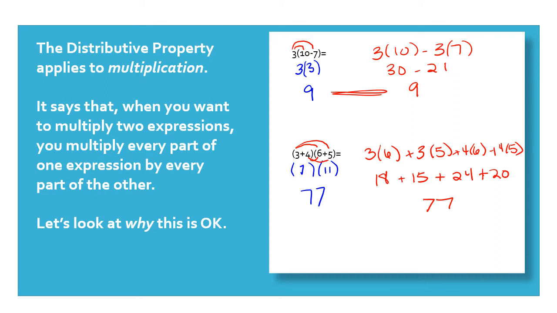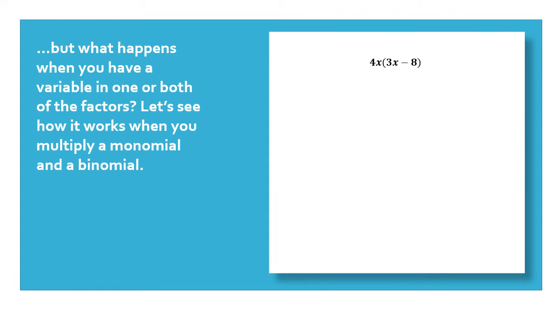let's see what happens when one of your factors is algebraic and you have a variable in one or both of the factors. We can't do PEMDAS and subtract inside the parentheses. We have to keep those symbols in place because we don't know what x stands for.